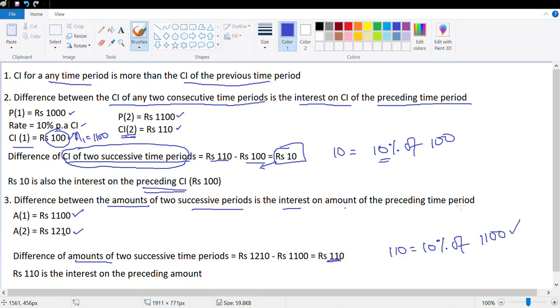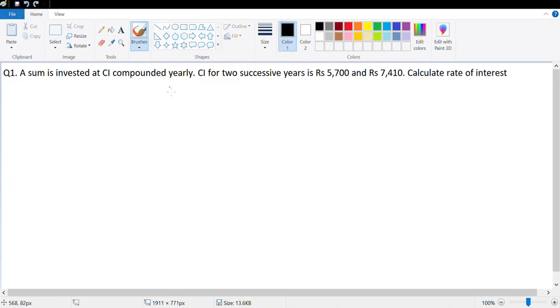Let's go ahead and solve some questions. So let's look at question number 1. Question number 1 says a sum is invested at compound interest compounded yearly. Compound interest for two successive years is 5,700 and 7,410.